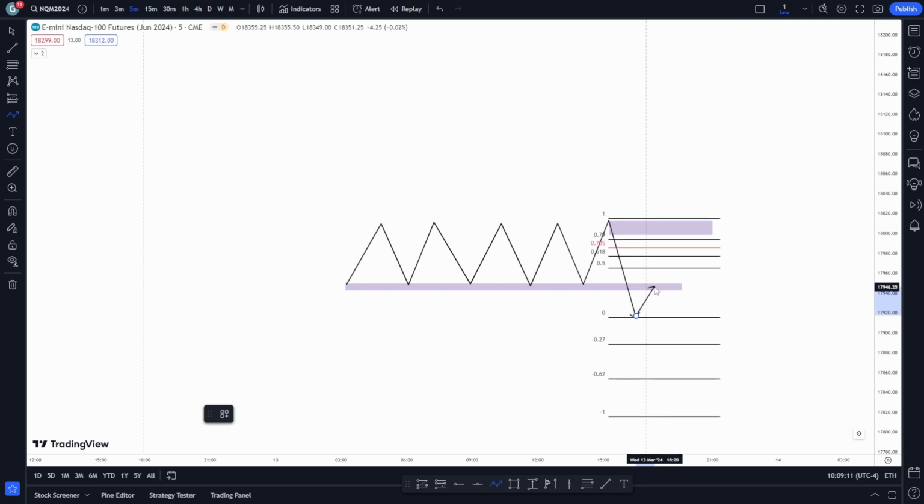People will sell over here, but price will go up. People will sell over here also at the 0.5 level. People will still sell on the 0.705 level also, and then price goes up and taps into this supply zone, and people will think, yeah, this is the last demand zone, so they will take a sell one more time.